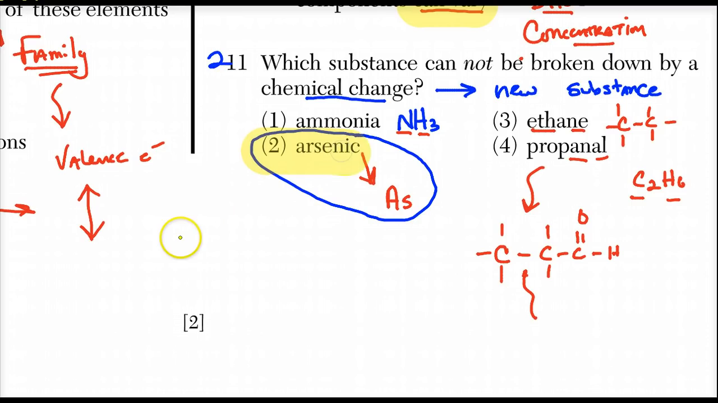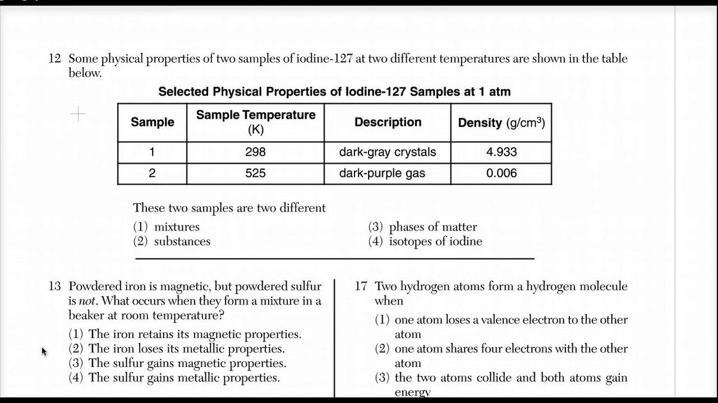How many different ways can they ask this question on every single Regents? Number 12. Some physical properties of two samples of iodine 127 at two different temperatures are shown in the table. All right, so let's see what we have here. We have selected physical properties of iodine 127. Now, iodine 127 means I have iodine with the mass 127. They're giving me a particular form of iodine called an isotope. One isotope of iodine, of course, is iodine 127, which you probably have learned helps detect thyroid disorders. It is a radioactive isotope, but that's not what they're after in this problem.